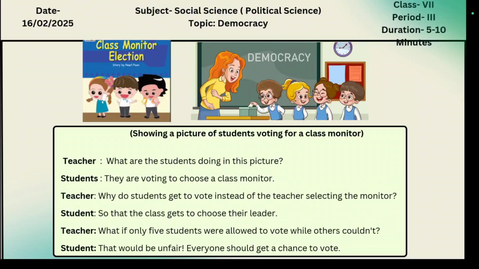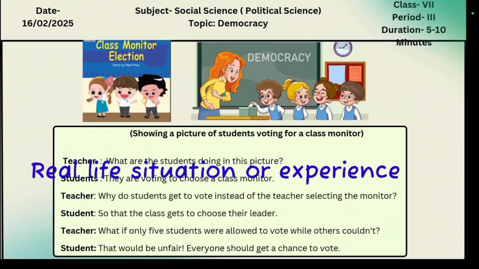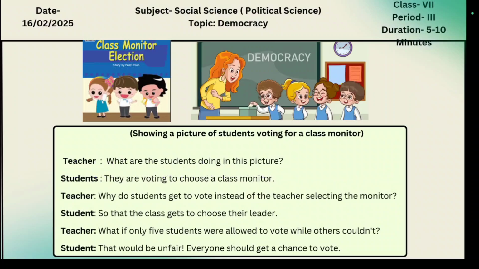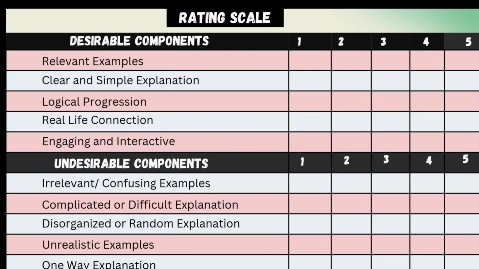So you can connect the political leaders' vote to the classroom monitor vote. So the student will be able to connect. This is the rating scale in which the teacher will give you the marks.